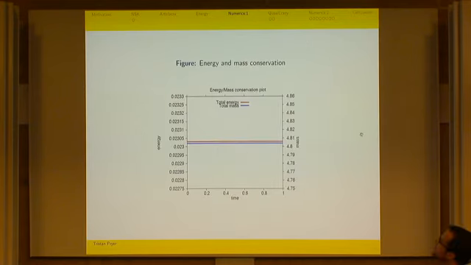Ta-da! So this is a plot of the energy and the mass for that simulation. The scale for the energy is on the left, the scale for the mass is on the right. Energy is in red, mass is in blue. Mass is conserved, energy is conserved, which is really nice, because that's exactly what I wanted.